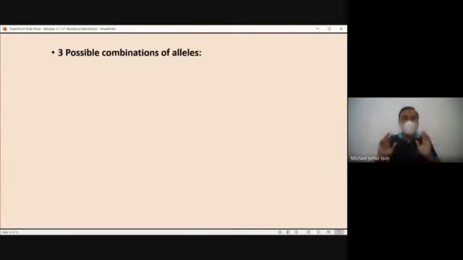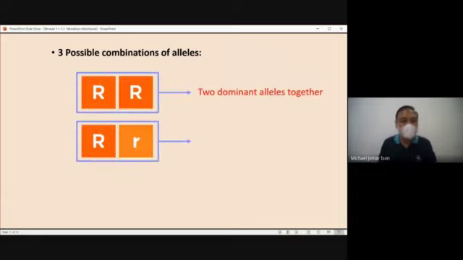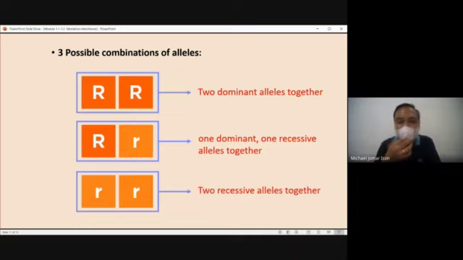And that leads us to the fact that there can be three possible combinations of these alleles. This would be what we call dominant and dominant, dominant and recessive, and the other one is both of them will be recessive. So these are the three possible combinations of the different alleles. So a big R and a big R, a big R and a small r, and a small r and a small r. So those are the three possible combinations.